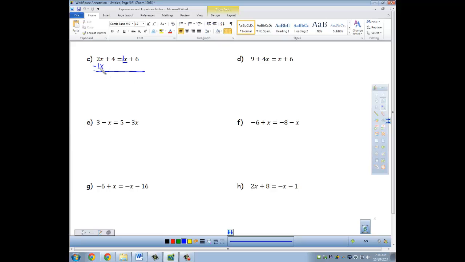Make sure you line everything up pretty well. So remember to just put your variables with your variables. You cannot put it by the 4 because they're not like terms. So make sure you're putting your like terms together. 2x minus 1x is just plain x. It's 1x, but we don't need the 1, so I'm just putting x. Bring down your plus 4. Bring down your equal sign. This goes away because we subtracted it over here, and we're left with 6.